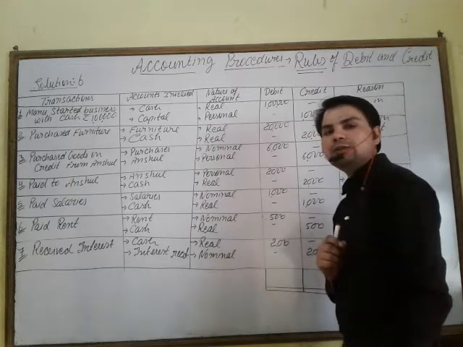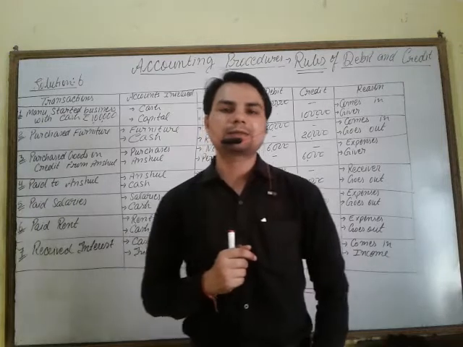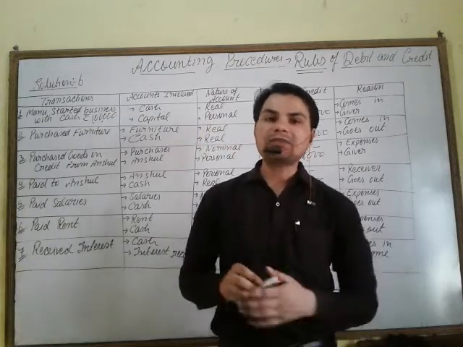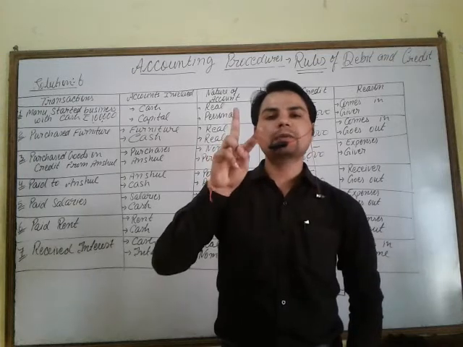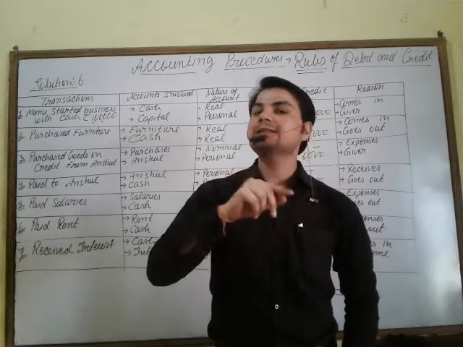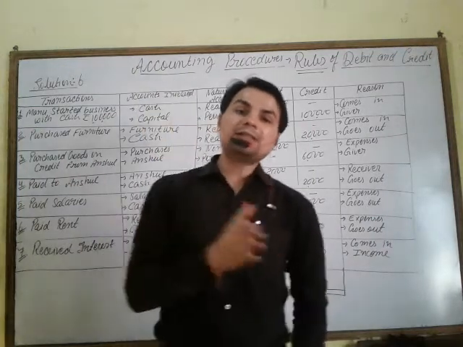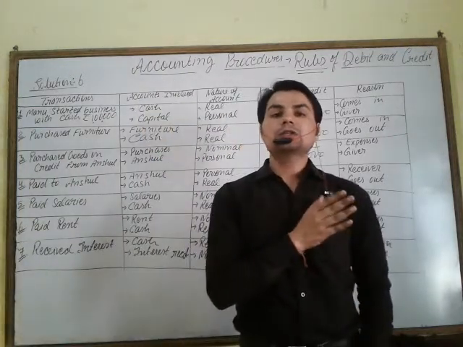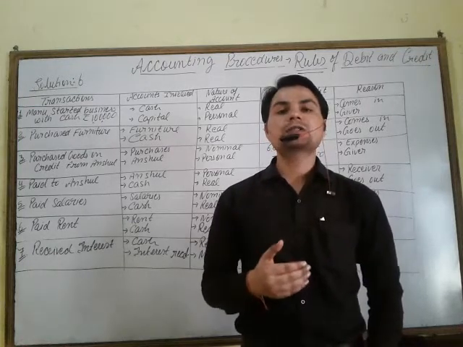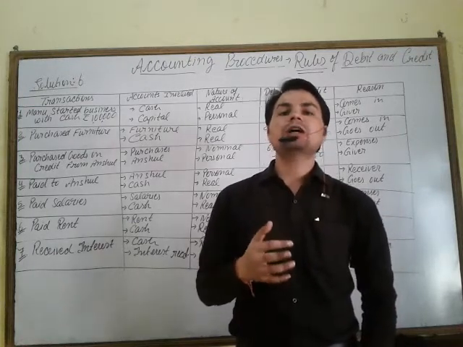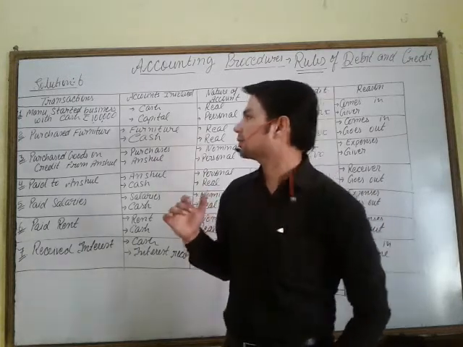My dear students, as you know, we prepare the accounts on the basis of the double entry system. Double entry system means every transaction consists of at least 2 accounts. One account is debited, another account is credited with the same amount. So every transaction consists of 2 accounts. So it is necessary to identify which accounts are involved, which accounts are being affected by the transaction.